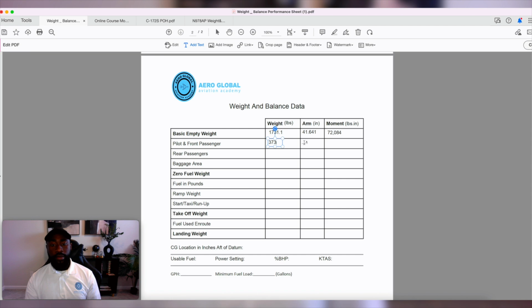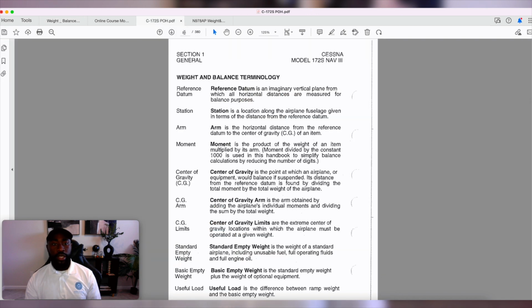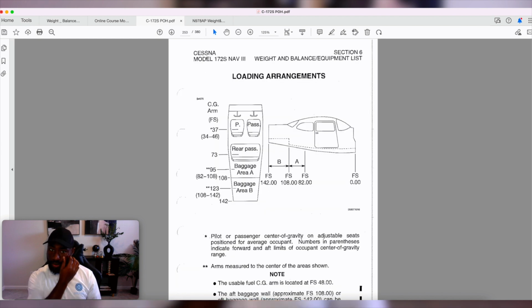And then the arm, so I want you to pay attention here because this is very important. We're not always going to have the arm like the one we got for the basic empty weight. So how do we get the arm for the pilot and front passenger? You basically have to come back to the POH here. And in this POH for Cessna 172, if you're flying another aircraft, it might be different, but the idea is the same. You just go to where you have a loading arrangement. And this is what the loading arrangements look like on the POH for a Cessna 172.